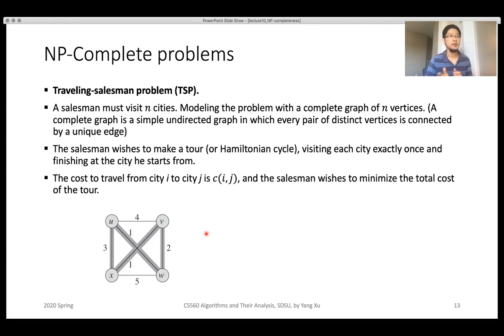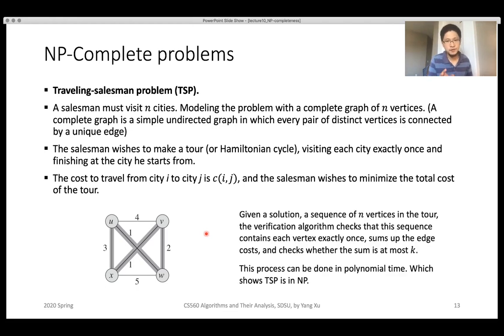Okay, so here in this slide, we will not prove that this problem is NP-complete, but we will show that this is an NP problem, which means that we can verify it within polynomial time. As for the methods of how to prove whether a problem is NP-complete, we'll put it into a later slide.